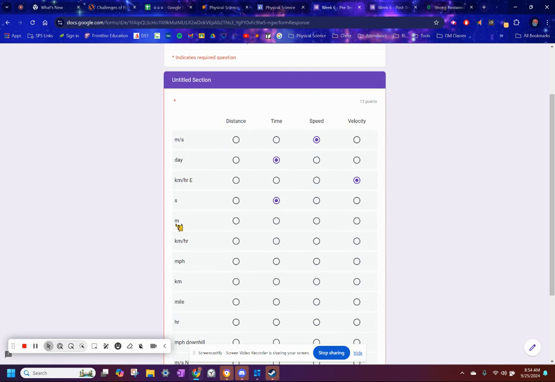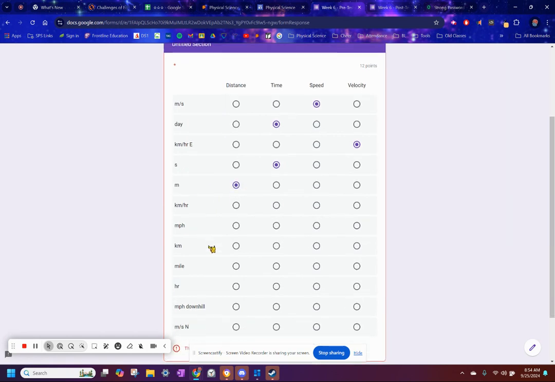M is meters. That's a distance. Kilometers per hour. That's a distance divided by a time. Distance divided by time is speed. Miles per hour. This is a weird one. Instead of doing a slash, there's a P. That's just an American thing. So miles per hour, that's speed.